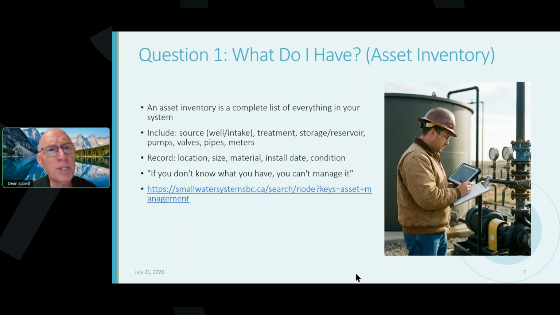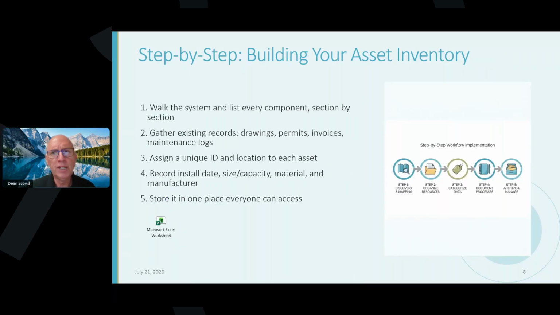Step by step, building your asset inventory. So walk through the system, listing every component section by section, gathering existing records like drawings, permits, and invoices. Invoices can help too, because if you had something installed 5 years ago, it'll tell you the details of what component that was. Your maintenance logs.